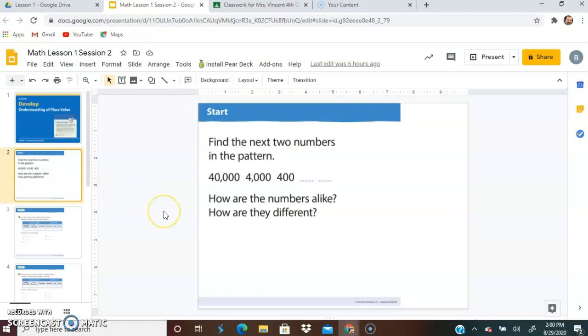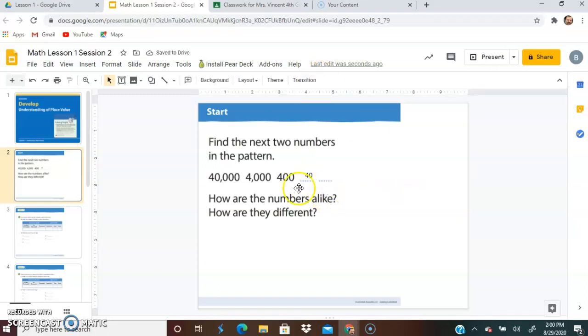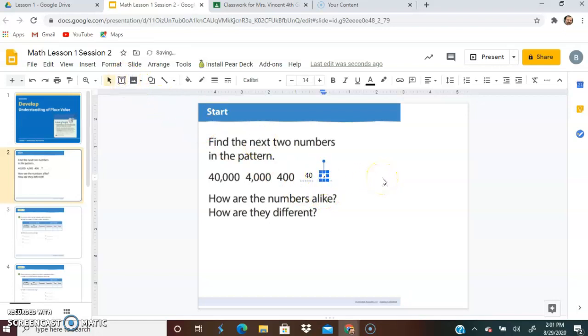Okay, let's warm up. This part is not in your book. We're just warming up. Find the next two numbers in the pattern. If we go 40,000, 4,000, 400, what's next? 40. So we're going to go ahead and type in 40. Okay. And then after that, it would just be 4. Oops, make that a little bit bigger.